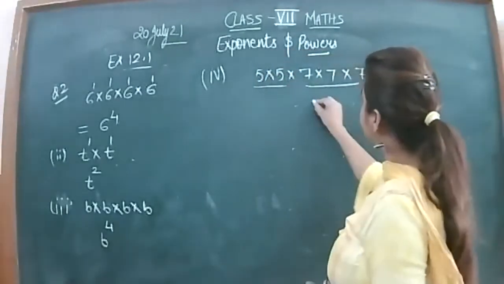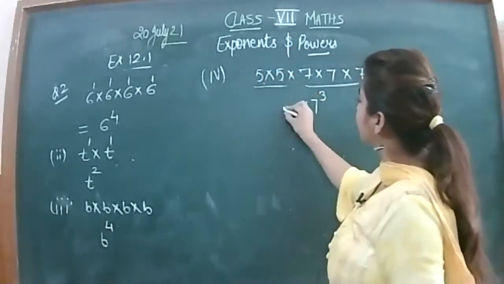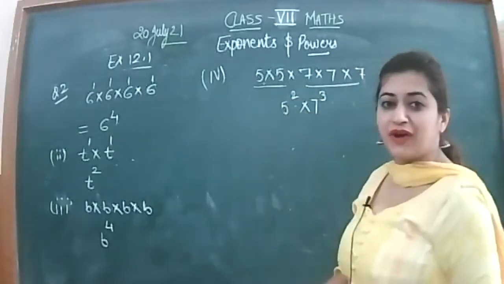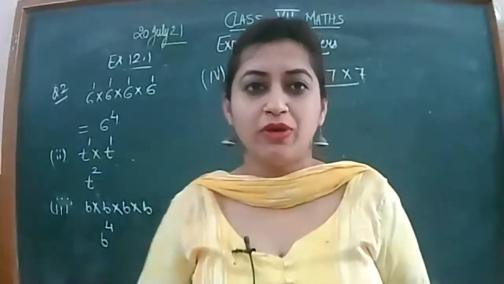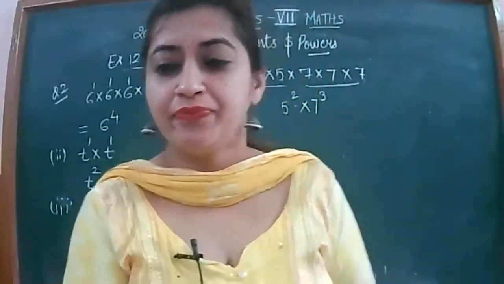7 is occurring 3 times and 5 is occurring 2 times. So the answer is 5 square into 7 cube. Is it okay?